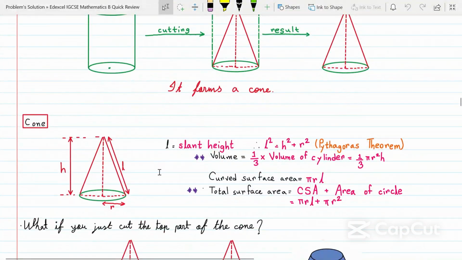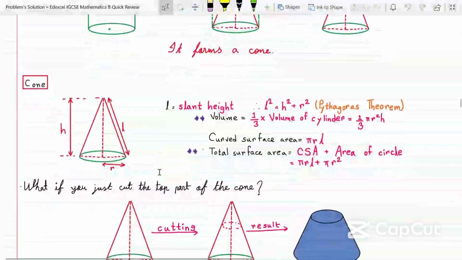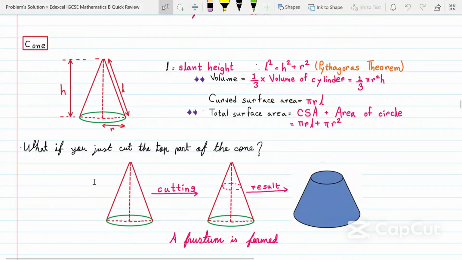Now another question: what if you just cut the top part of the cone? Let me repeat: what if you just cut the top part of the cone? Here is the cone, and if you cut the top part, this is the result you get. We call this shape a frustum, and you must have seen a frustum such as a frustum-shaped lampshade. As far as I can remember, I have seen this shape myself in a lampshade.